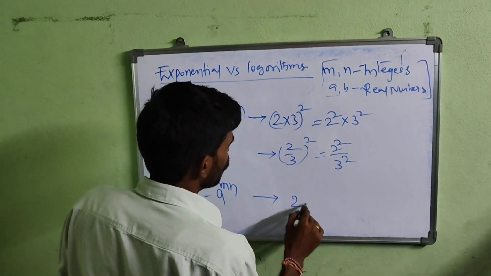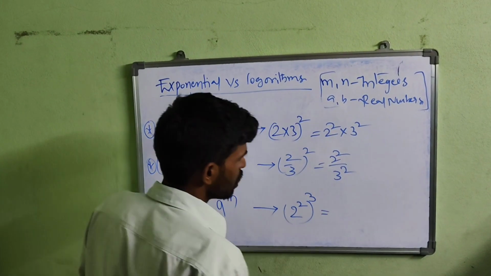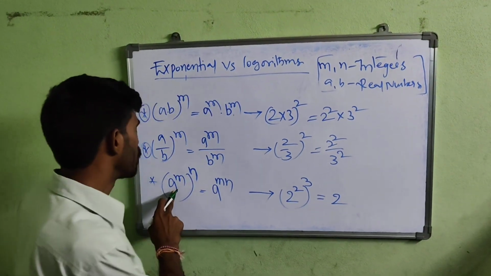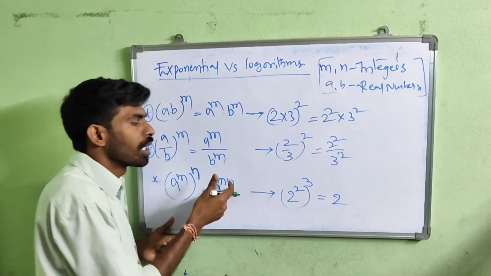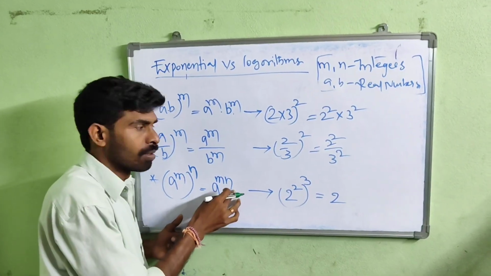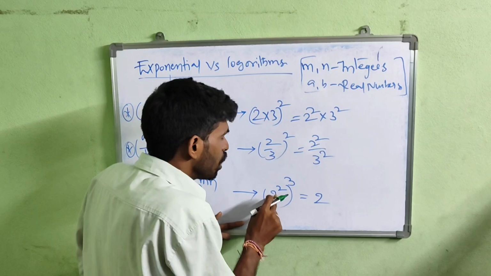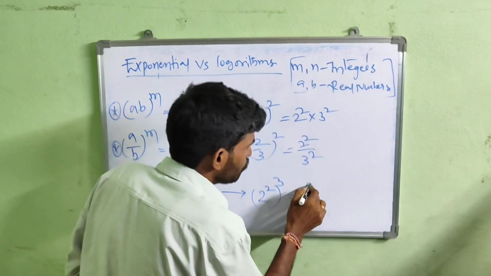Another thing is 2 square whole cube. What is the meaning of this? I already told you a power m whole power n means a power mn, that means m into n. Same thing, 2 square whole cube means 2 power 2 into 3.